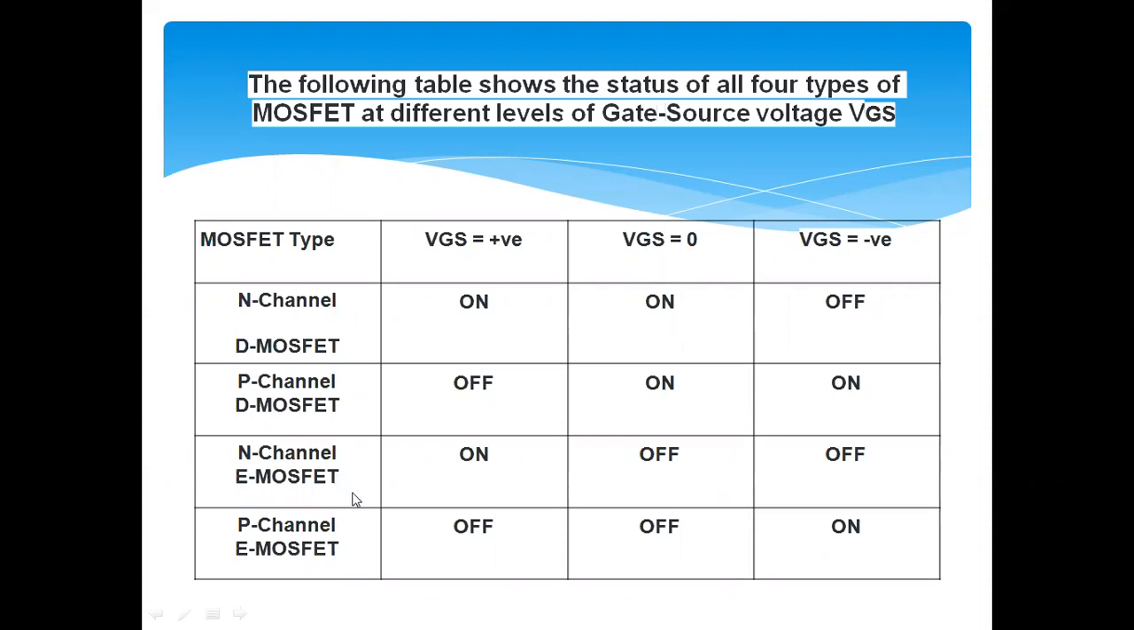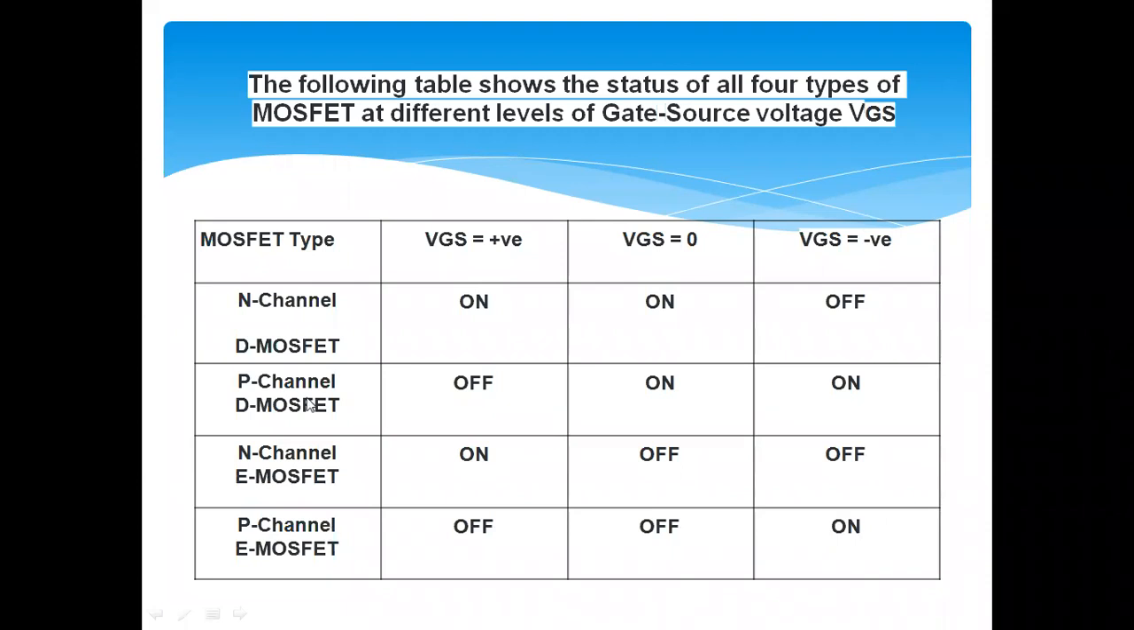Now coming to the enhancement MOSFET, E MOSFET. For this N channel E MOSFET, for VGS positive, of course, it is on. For VGS 0, it's off, and for VGS negative, it's off. In this subject we will be focusing more on this N channel enhancement MOSFET. Similarly, with this P channel E MOSFET, VGS positive, off; VGS 0, off; VGS negative, it's on.